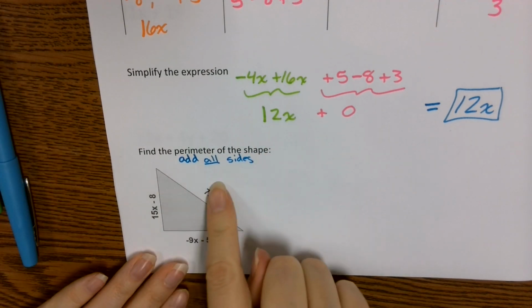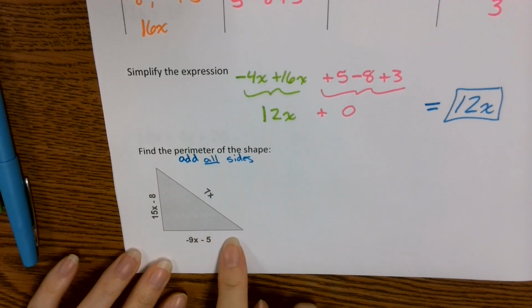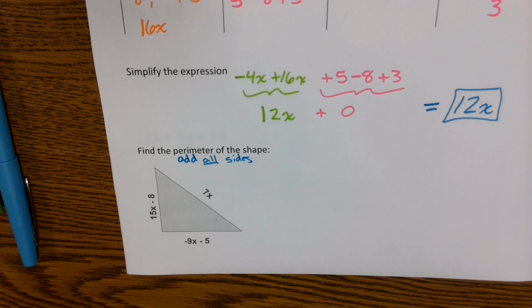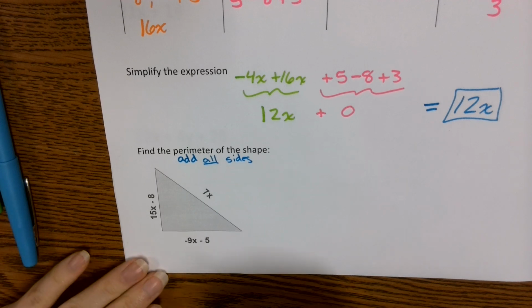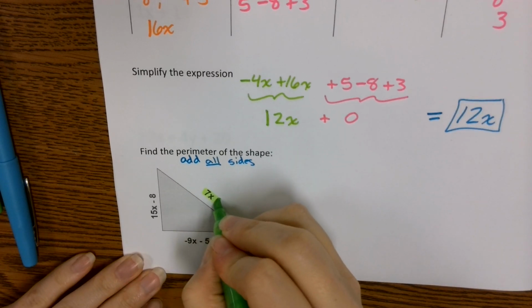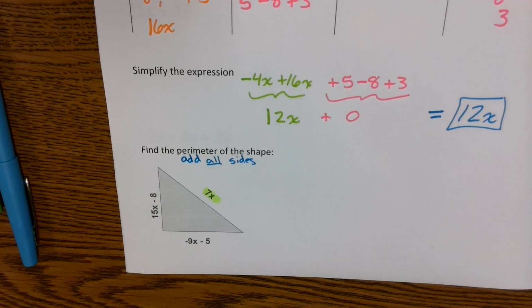Okay, so I'm adding all the like terms together first. So let's focus on what our like terms are first. We have a 7x. Does 7x have any like terms with it? What are the like terms?